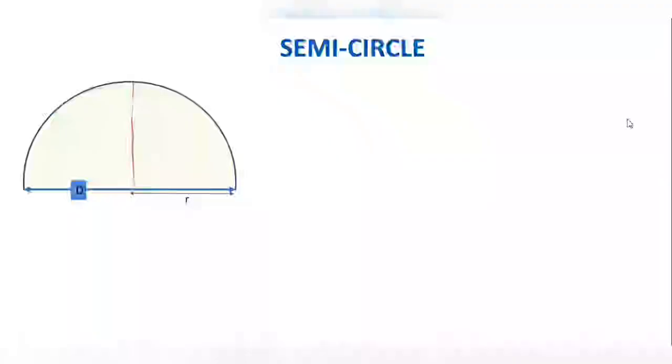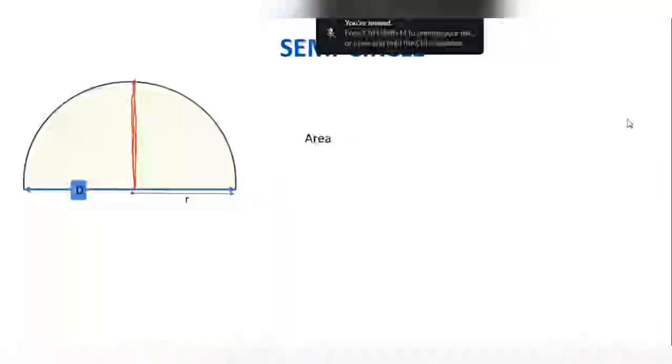Yes or no, beta? Why? Because you have identical areas on each side of it. Do you agree the geometric center of this semicircle will be on this red line? Yes or no? Yes, sir. This is the radius perpendicular to the diameter of the semicircle. Correct? Okay. The area of this will be half the area of a circle. What was the area of a circle? Pi r square. This will become pi r square by 2.